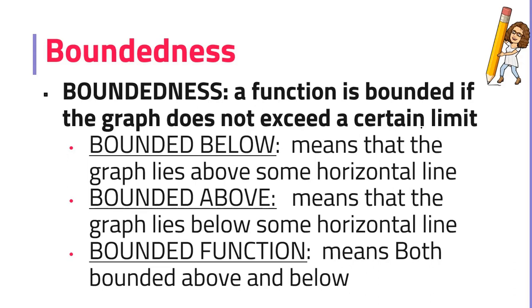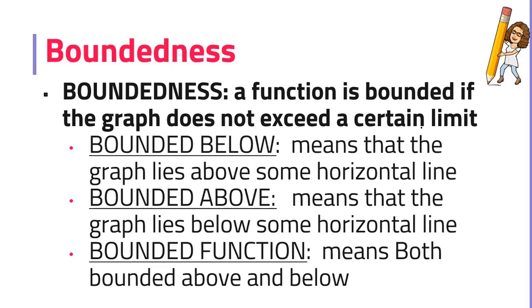So that means I draw a line and the entire graph's below it. I can also be bounded, just bounded, which means I can be above and below. So that means I draw two lines. You also can be known as not bounded, which means I can't draw a line above and I can't draw a line below. The graph extends up and down forever or to infinity.